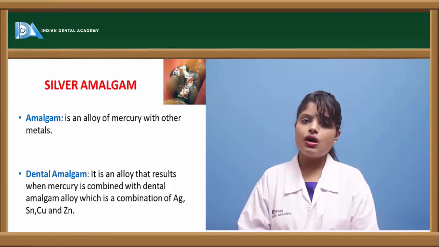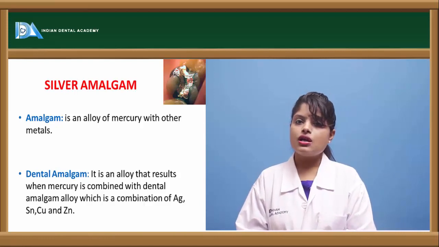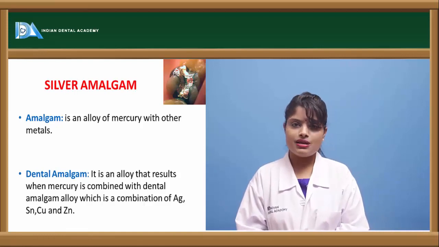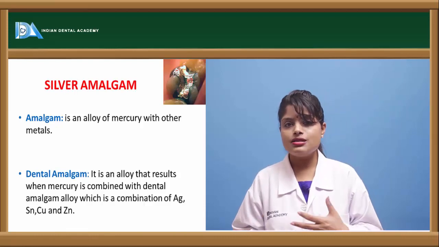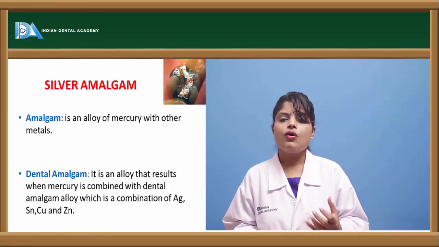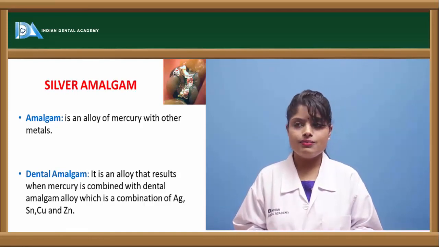Next we come to amalgam. Amalgam, or silver amalgam, is generally used in permanent teeth, but it can sometimes also be used in primary teeth. Amalgam is a combination of various metals with mercury, and dental amalgam is a combination of copper, tin, silver and zinc with mercury.